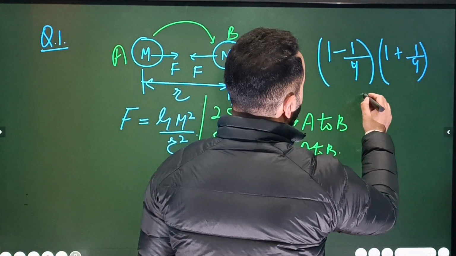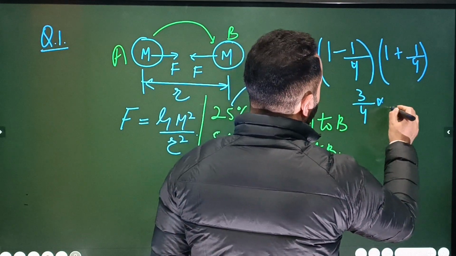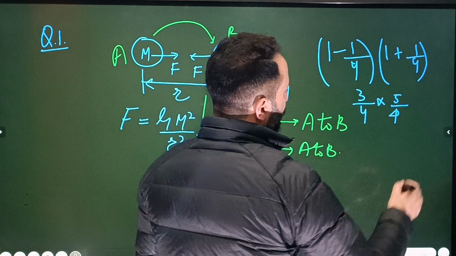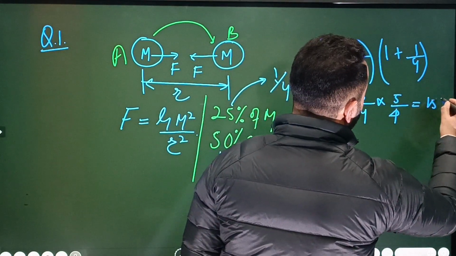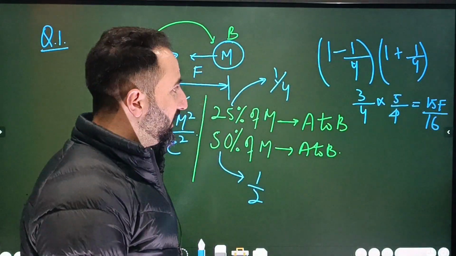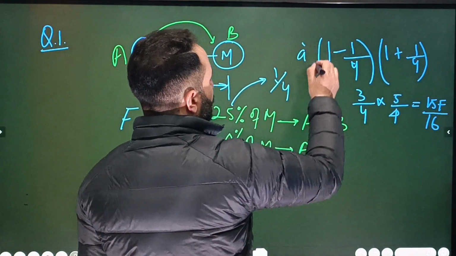1 minus 1 by 4 किसके बराबर होता है? 3 by 4 के बराबर. 1 plus 1 by 4 किसके बराबर होता है? 5 divided by 4. 5 3s are 15, 4 4s are 16. तो इसका आंसर है बेटा 15F divided by 16. 15F divided by 16. ठीक है ना बेटा? इसी तरह से, so this was your part A.